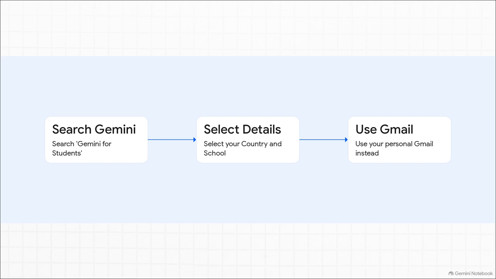For Step 2, a form pops up asking for your country and your school. Just start typing the name of your registered school, college, or university in Pakistan, and it'll actually auto-populate in a drop-down menu for you. Easy. Then fill in your first name, last name, and date of birth.